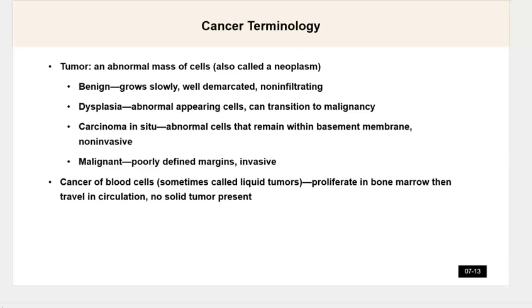Okay? Dysplasia is a term that describes a change or alteration in the cells. Okay? So they're abnormal appearing, and we worry that they can turn into malignant cells. But a dysplasia in and of itself is not considered a malignancy.